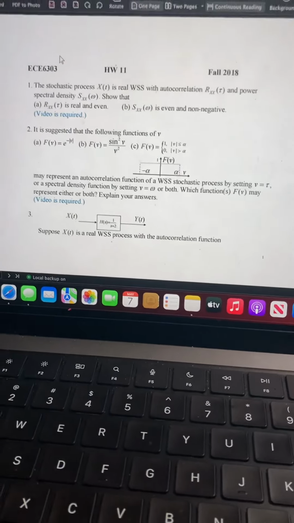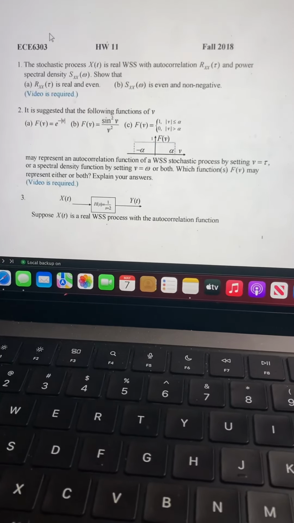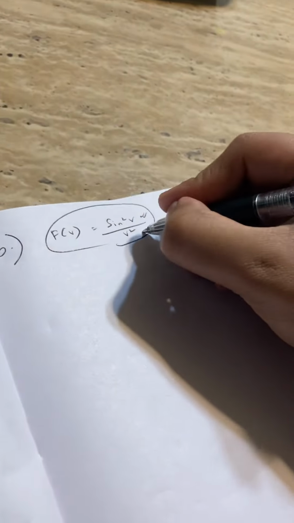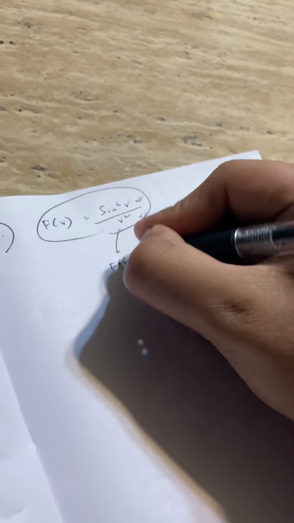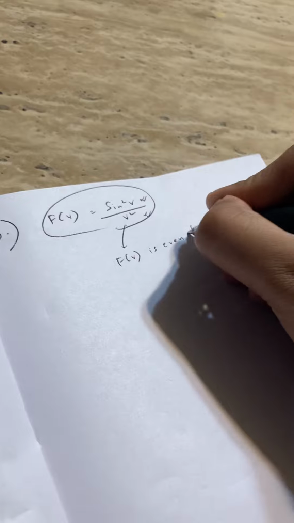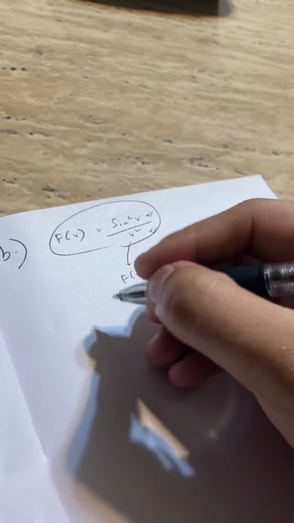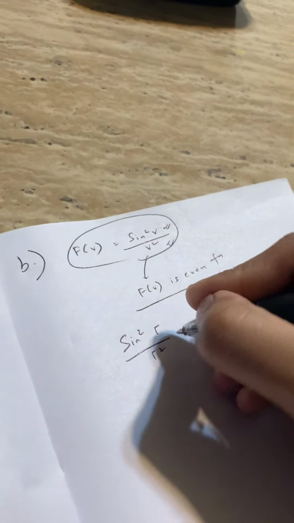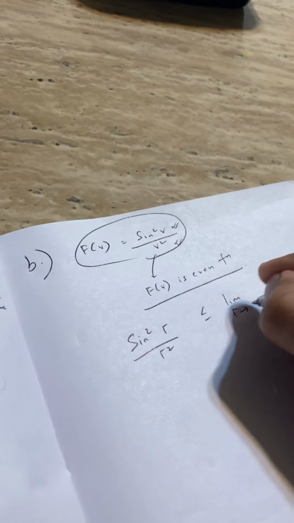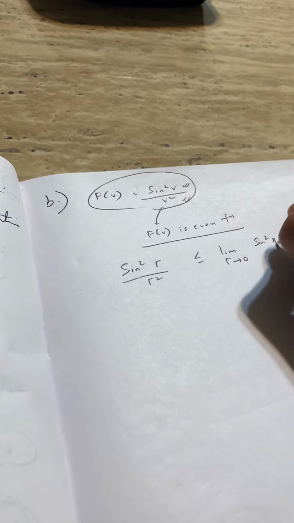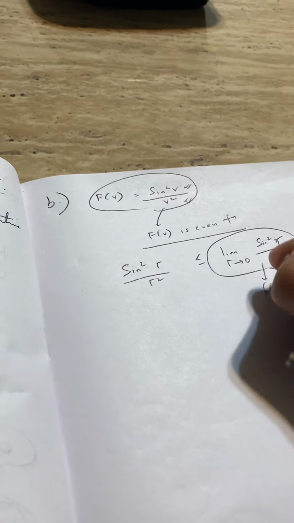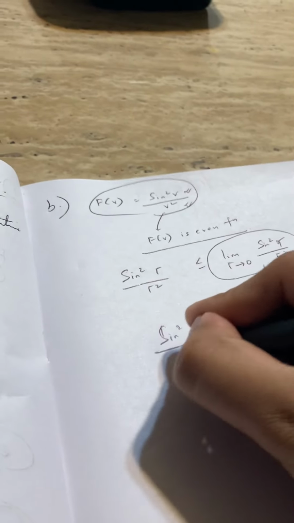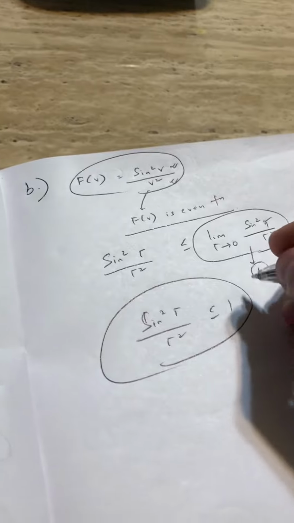In part B, f of v is given to be sine square v by v square. As sine square is an even function and v square is an even function, as a whole f of v is an even function. So the first condition has been satisfied. Coming to the second condition, we can clearly see that sine square tau by tau square is less than or equal to its limit as tau tends to 0. I'm basically substituting 0 here. So sine square tau by tau square, this value becomes 1. So here sine square tau by tau square is less than or equal to 1, which has been satisfied.